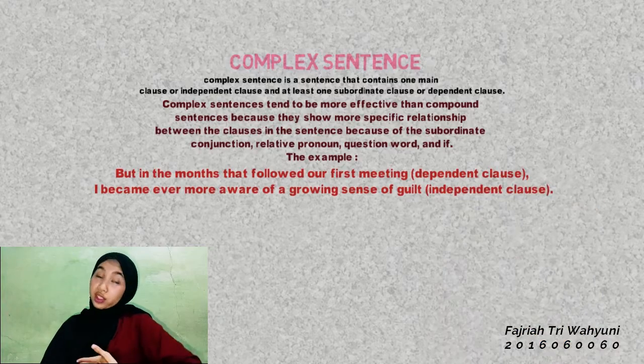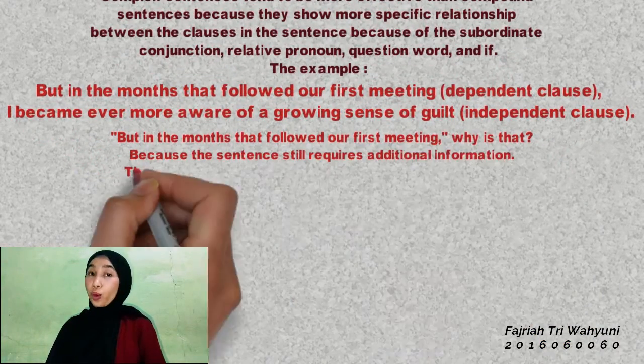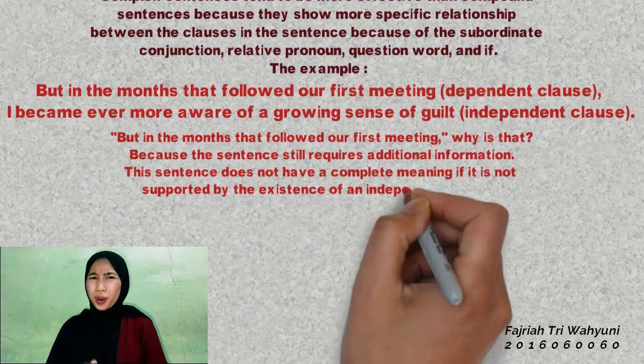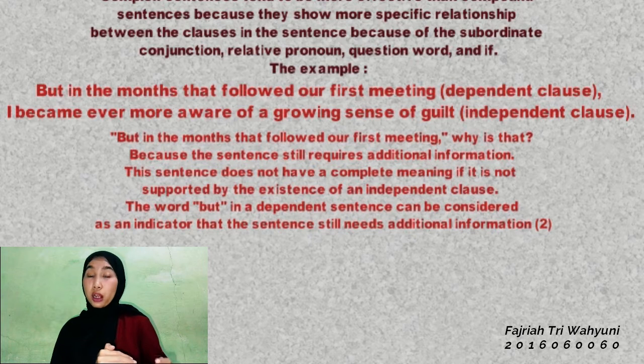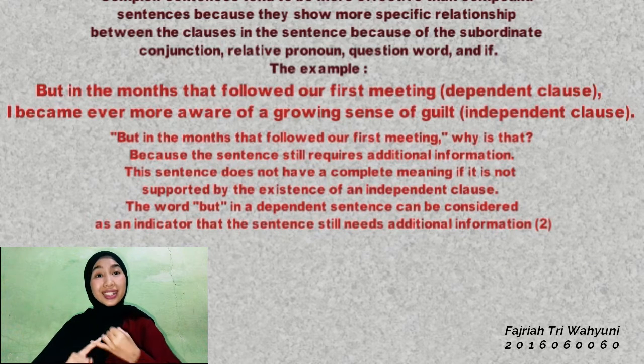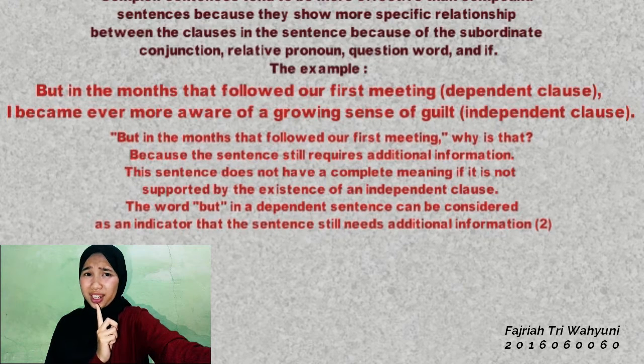But in the months that followed our first meeting, I became ever more aware of a growing sense of guilt. The first part is a dependent clause, and the second part is an independent clause, because a comma is needed before the independent clause.